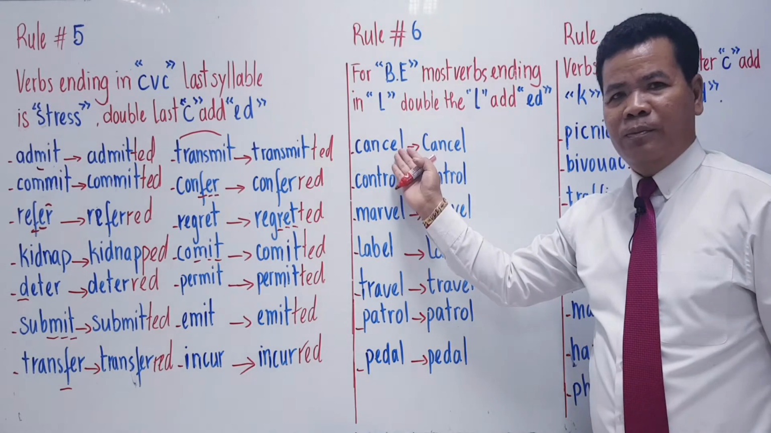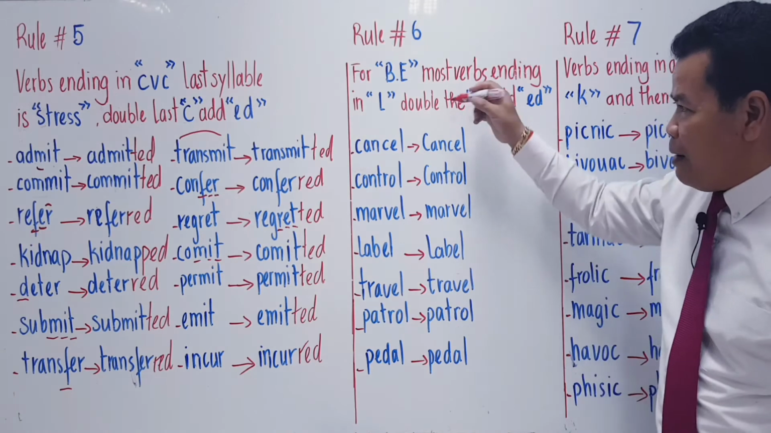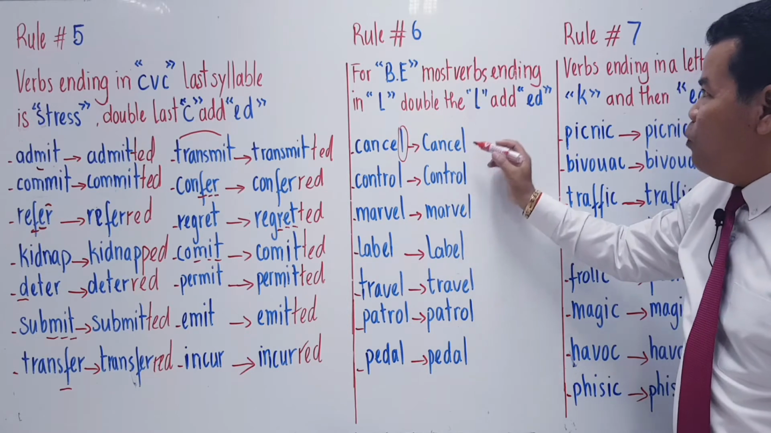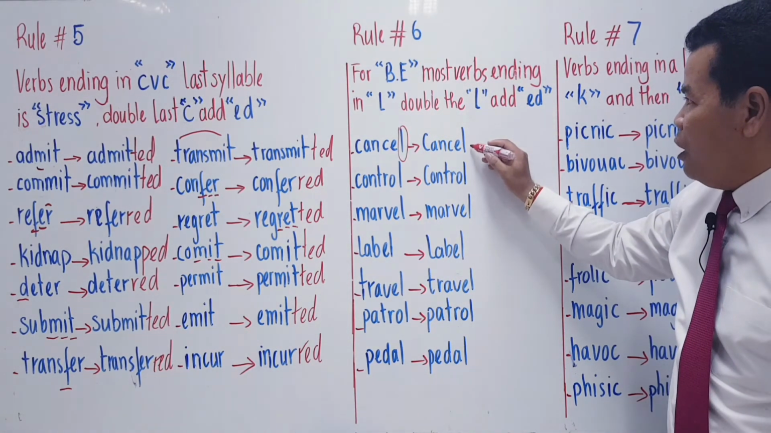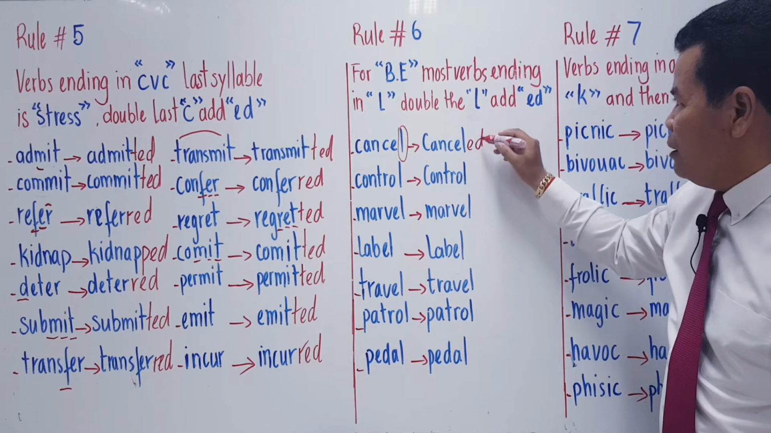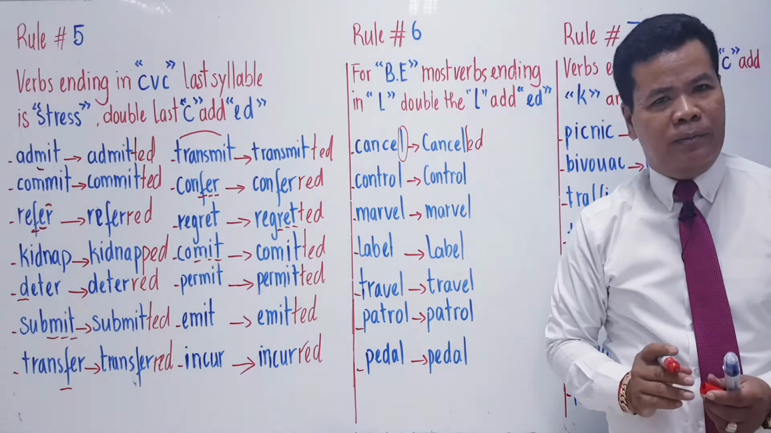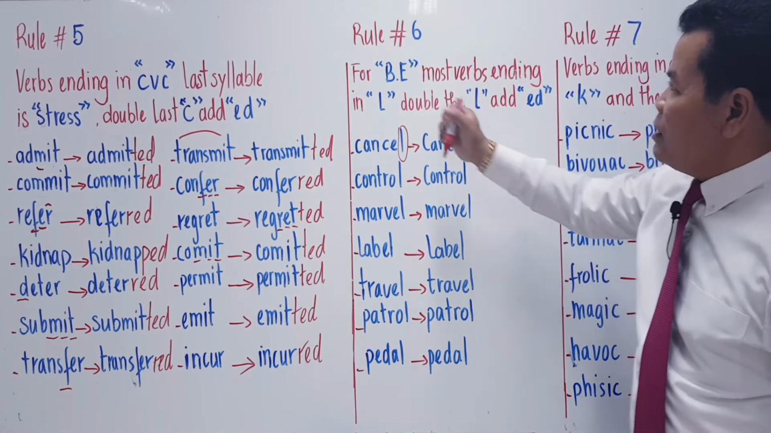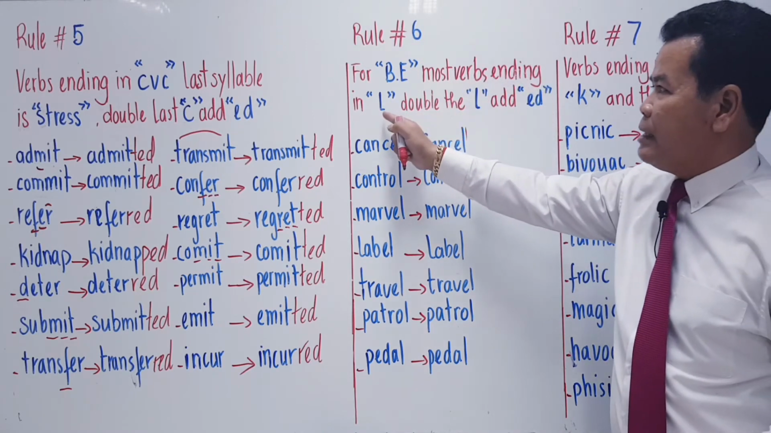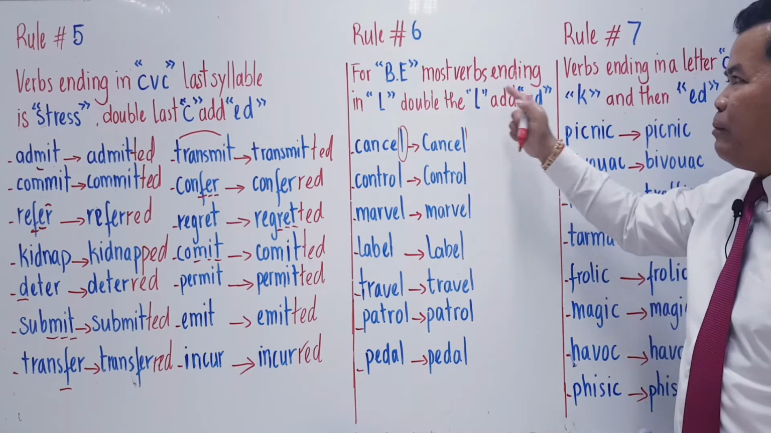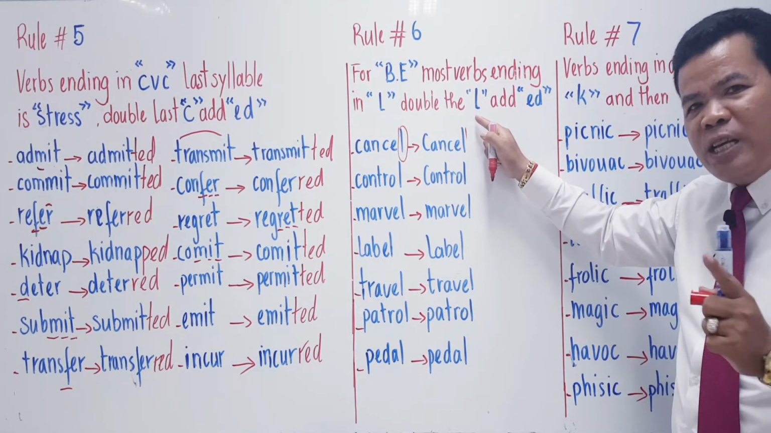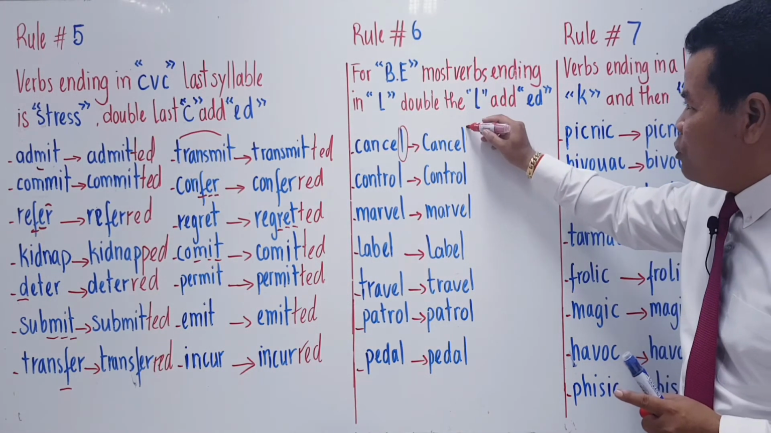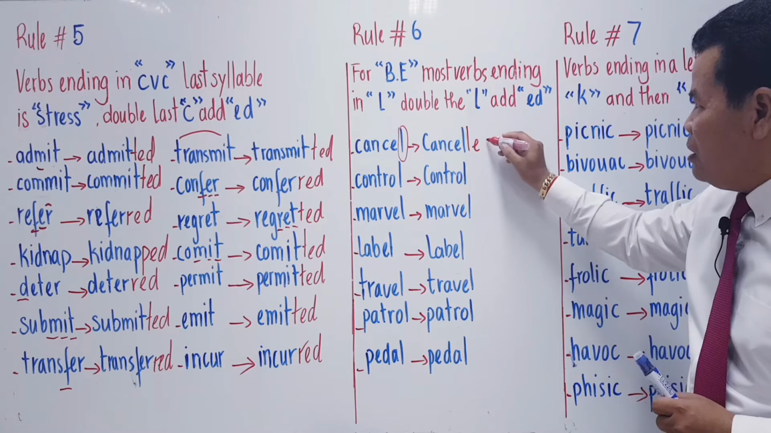Okay, cancel. We have to notice this one. As rule number 6 says, before we add ed, we have to follow the rule by doubling one more L. Understand? Again, the rule says for BE, most verbs ending in a single L, before adding ed, we have to double one more L. This is for British English, not American English, okay? So before adding ed, we double one more L and then ed: cancelled.